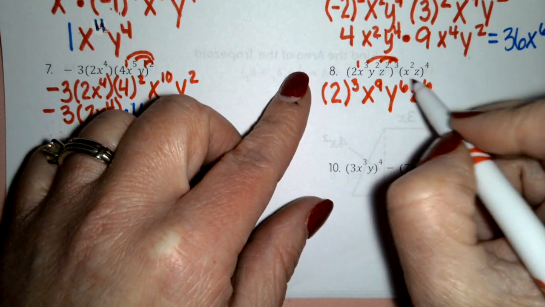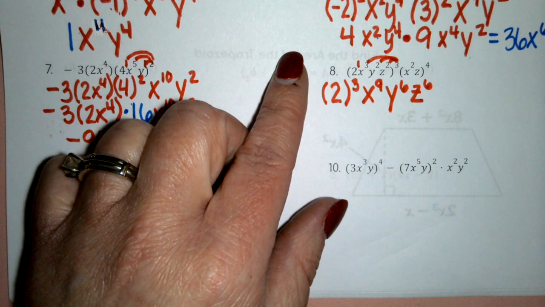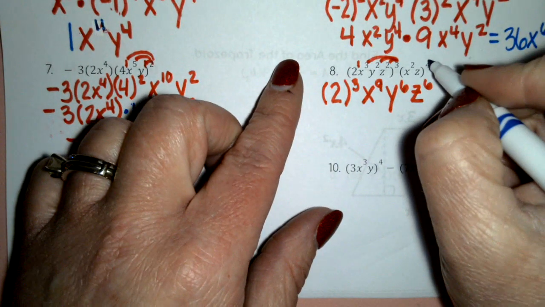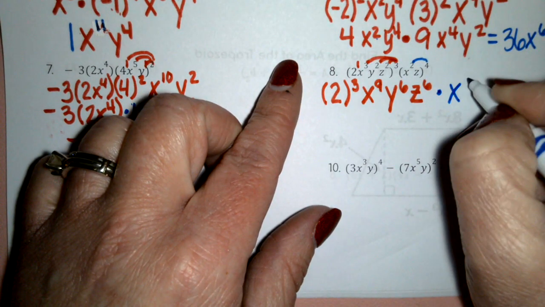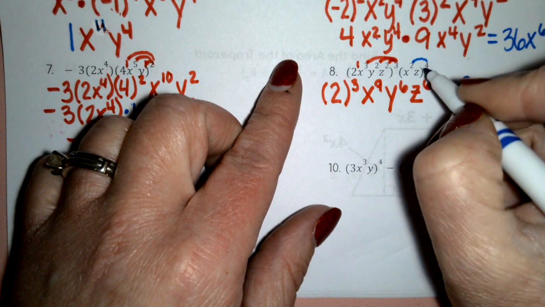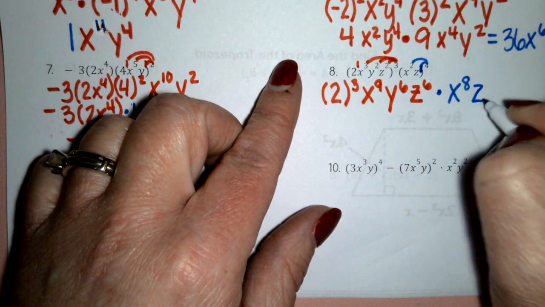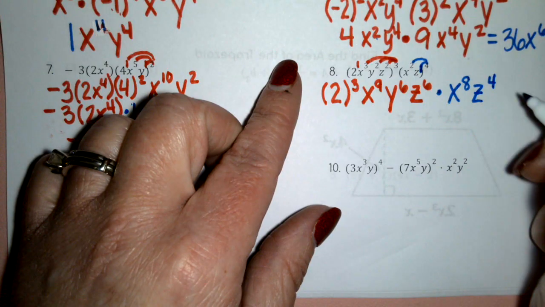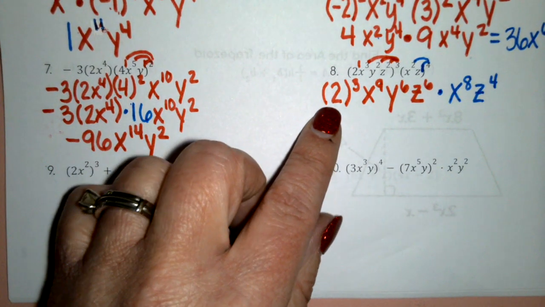And then we have this one over here, and that one is 4 times 2, which is 8. And then this z has a 1, so 4 times 1 is 4. Now, 2 cubed is 8.